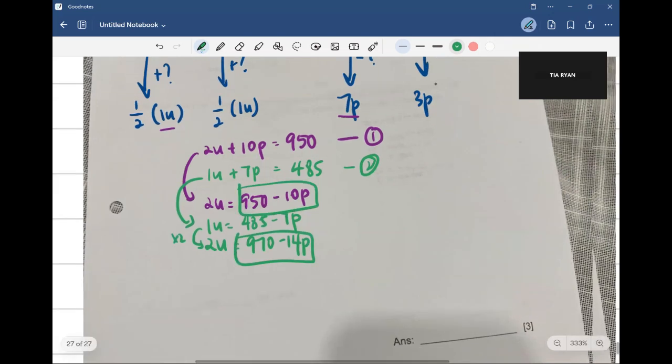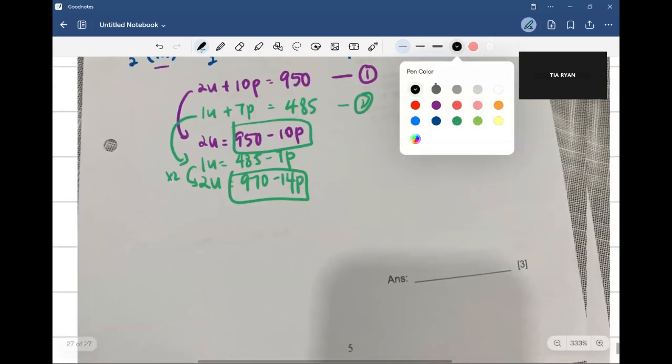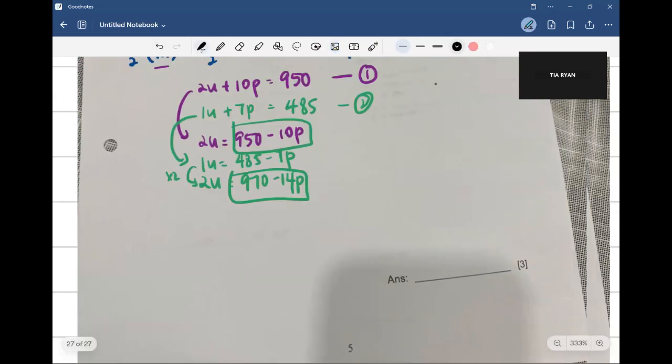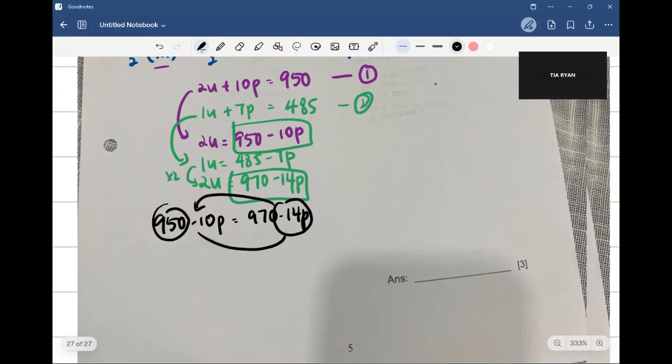Now I know that 2u equals this, 2u is also equal to this. I can compare the two of them. So 950 minus 10 parts equals 970 minus 14 parts. Then I will shift negative 14 parts over and 950 over here. So 14 parts minus 10 parts equals 970 minus 950. I'll get 4 parts equals 20. 1 part equals 5.